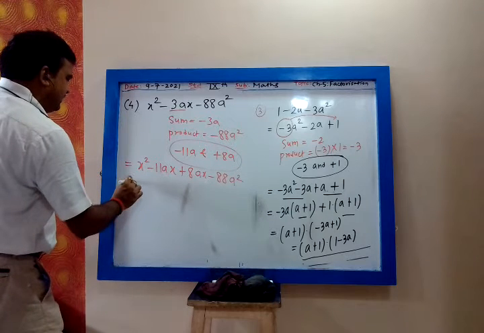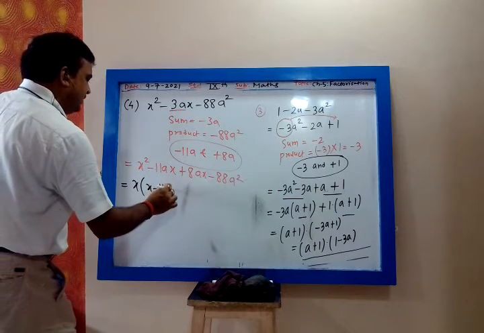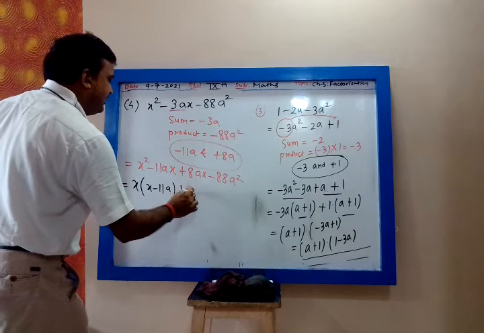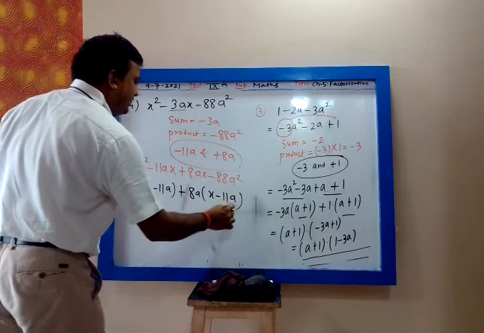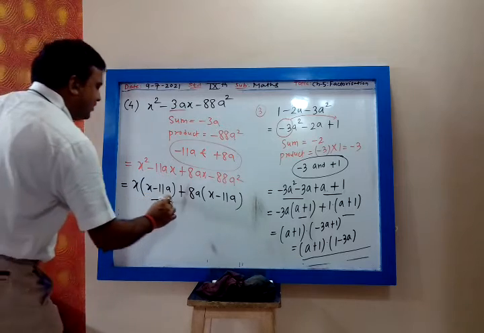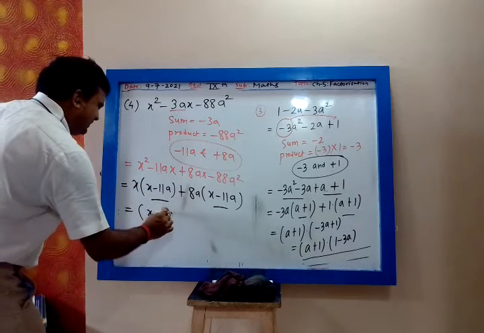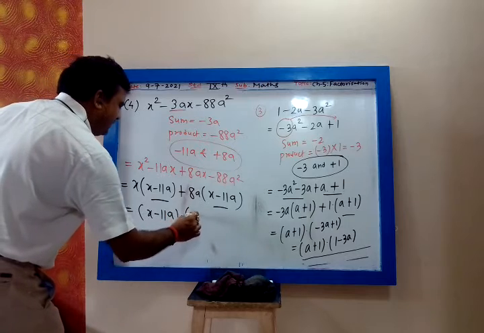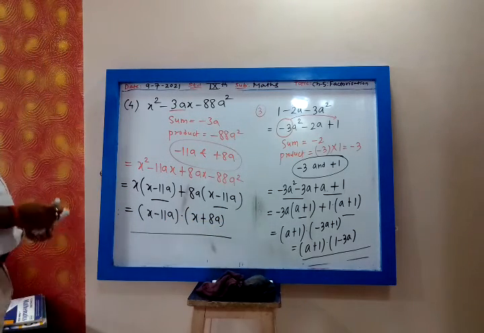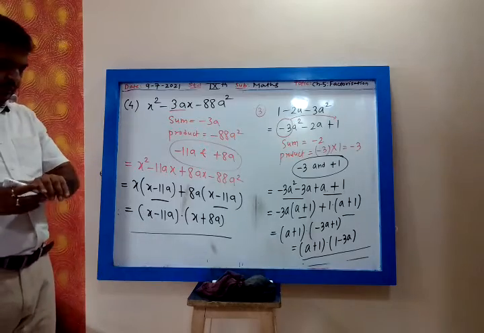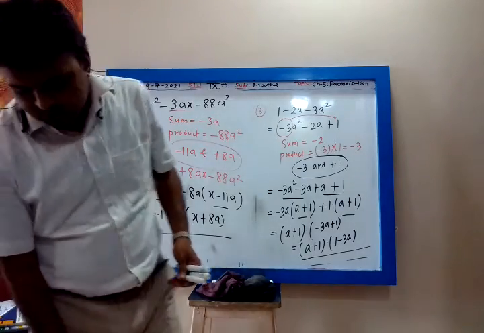X is common, so x minus 11a, plus 8a is common, then x minus 11a. Now x minus 11a is common. Then it is x plus 8a. This is the answer. Okay, so you have to remember, if the quadratic is of this type, let me do one more problem, then we stop. One minute is there.